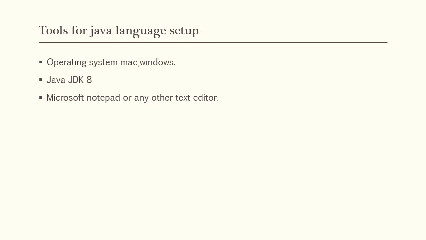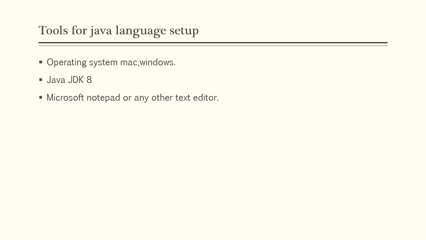Here come the tools for the Java language setup. The tools that are a must for Java language setup are, first, the operating system. You have Mac, you have Windows, the version you know. Second thing, Java JDK 8. Now Java JDK means Java Development Kit. It's software that gets installed on your PC, and hence you are ready to use Java language coding, because it's a path that needs to be set up in order to use the Java language.